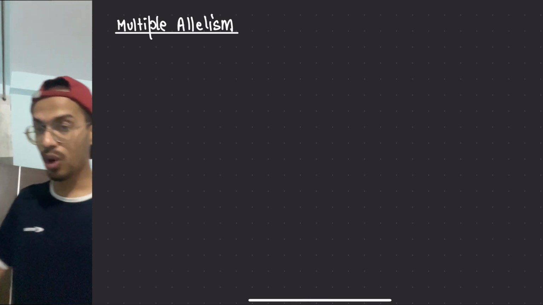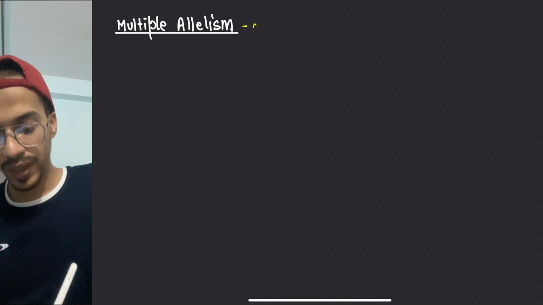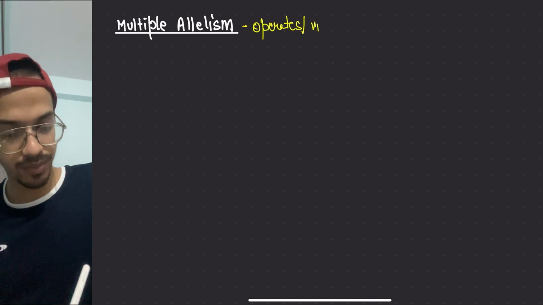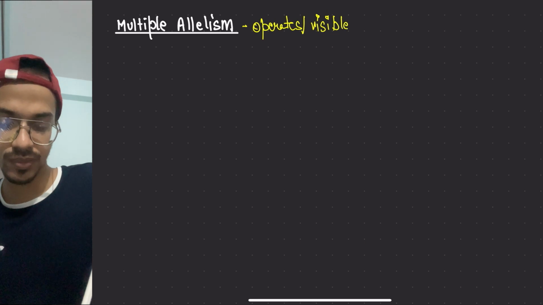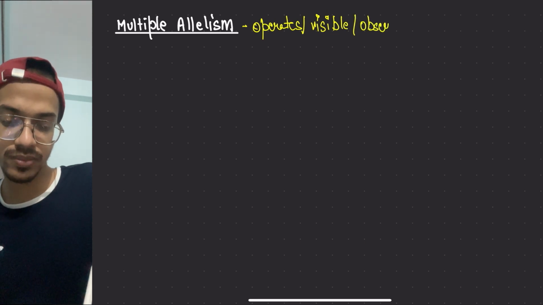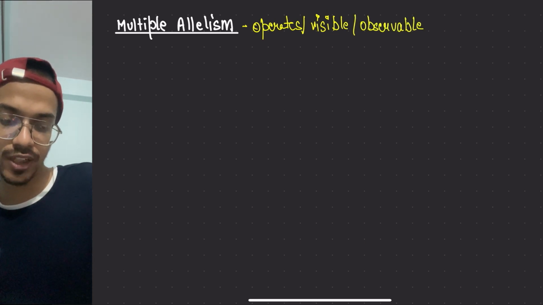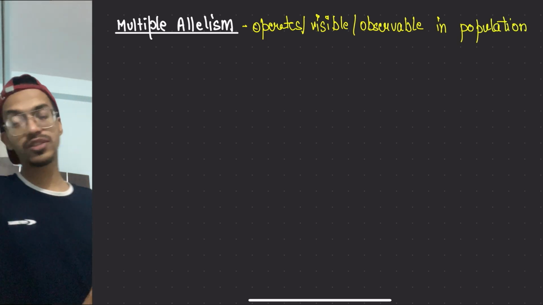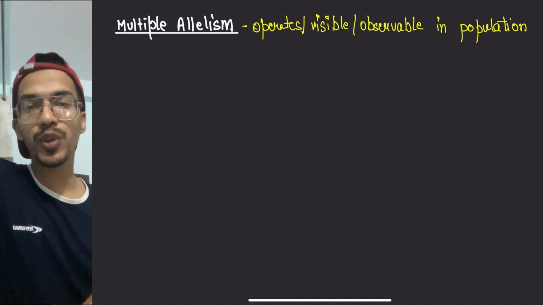But if we look in the population, there could be more than that. How will I say that? The multiple allelism phenomenon operates in a population, first of all. It is observable and appreciable in the population. Let's go to an example.